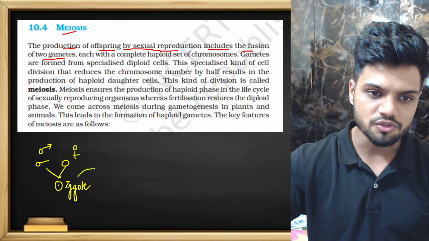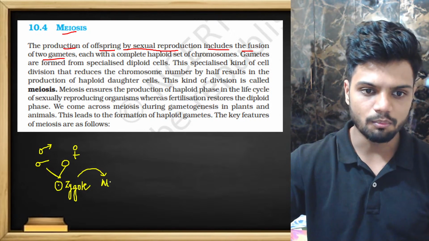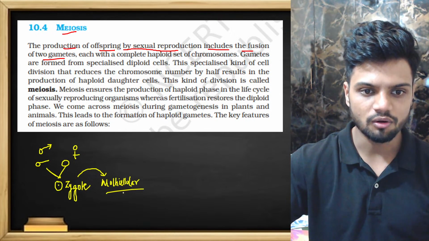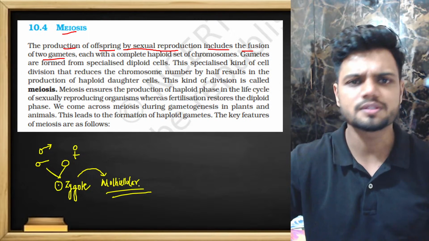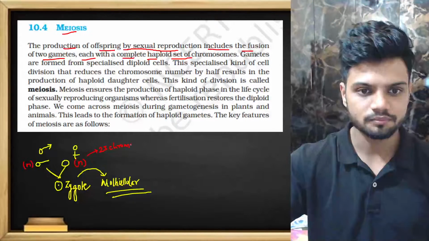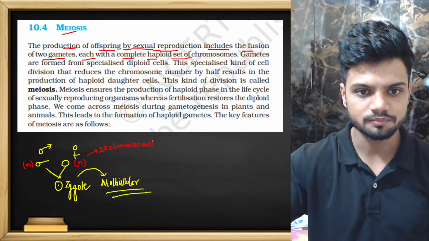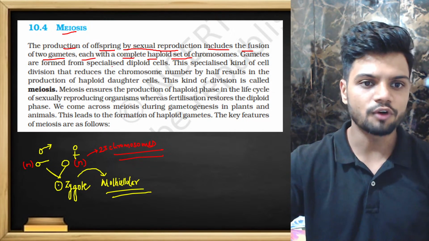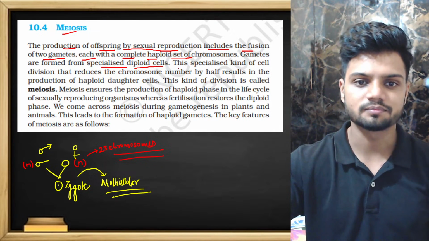Now this zygote eventually develops and becomes a multicellular organism. That is how it goes, right? Now what is given here? 23 chromosomes are present here only. Nothing more, nothing less. Now gametes are formed from the specialized diploid cell.